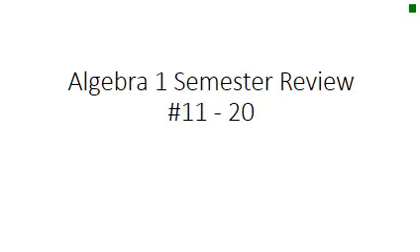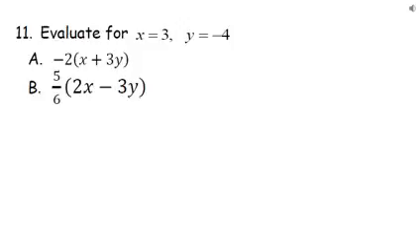All right, so here are the solutions to problems 11 through 20 on this semester 1 review for Algebra 1. Number 11 says to evaluate for x equals 3 and y equals -4. For letter A, we've got -2 times x plus 3y.